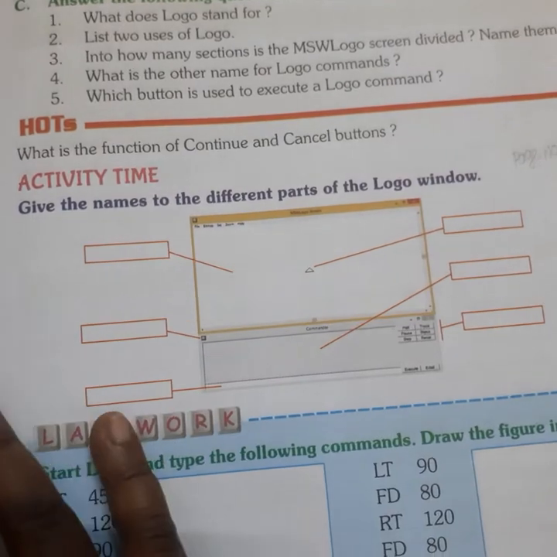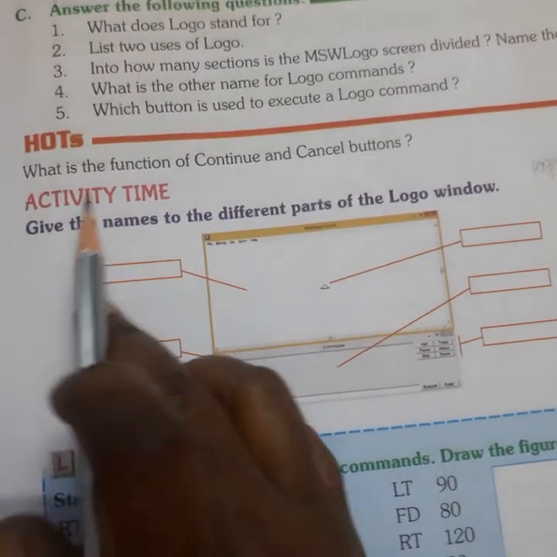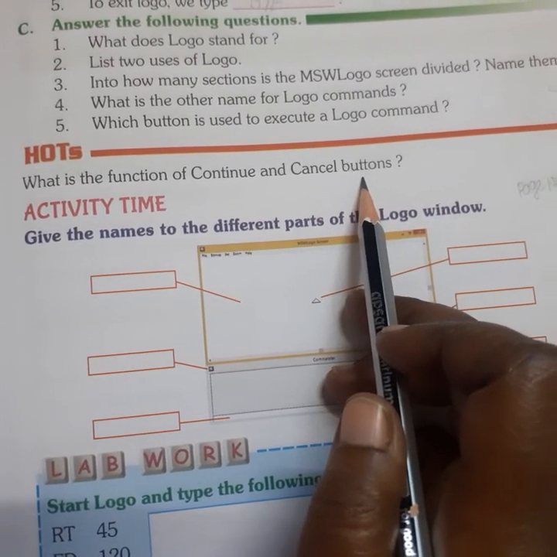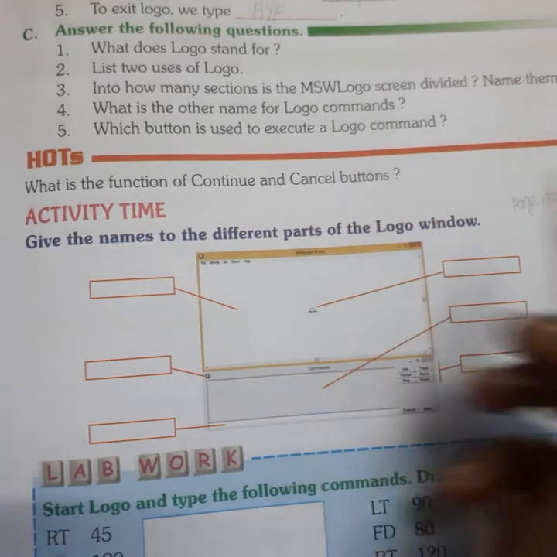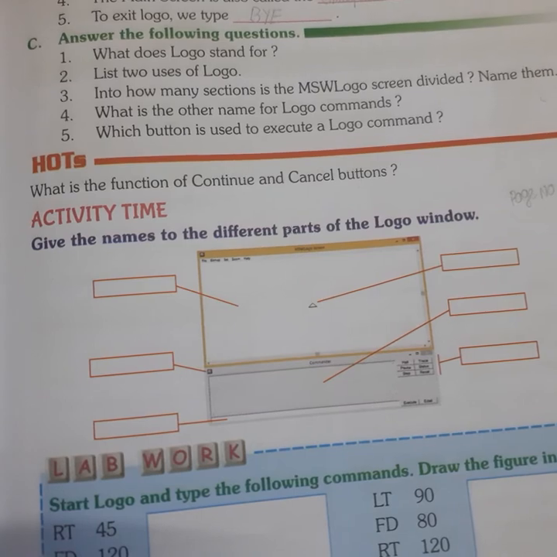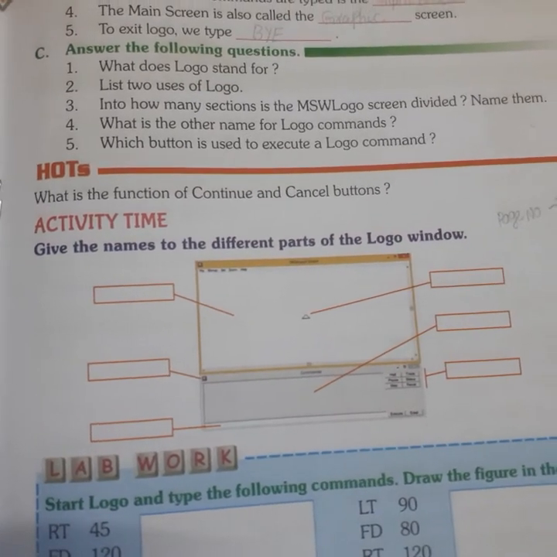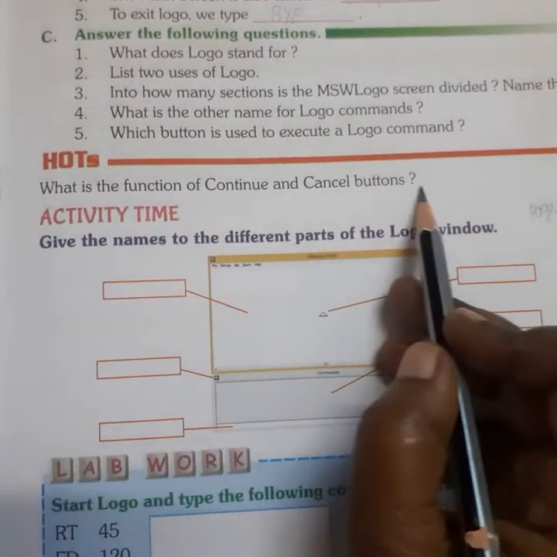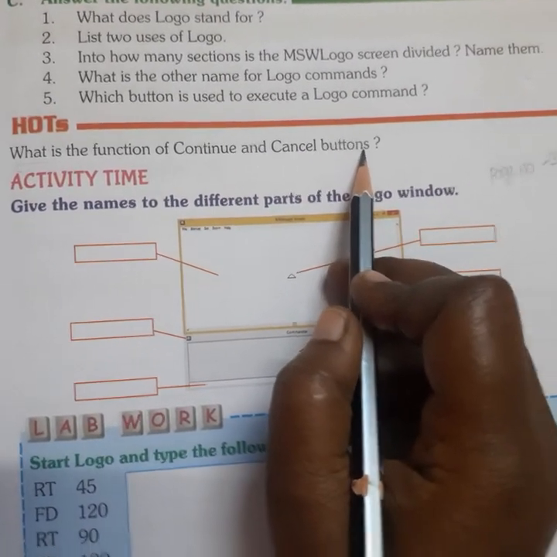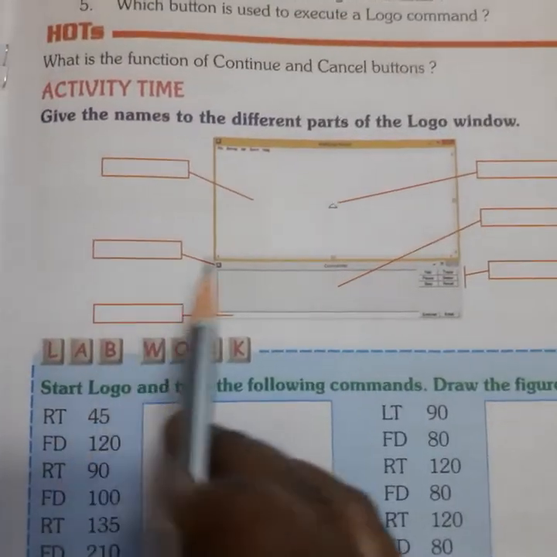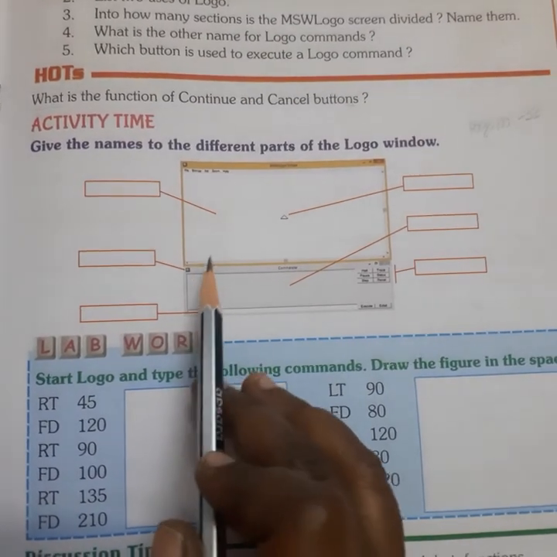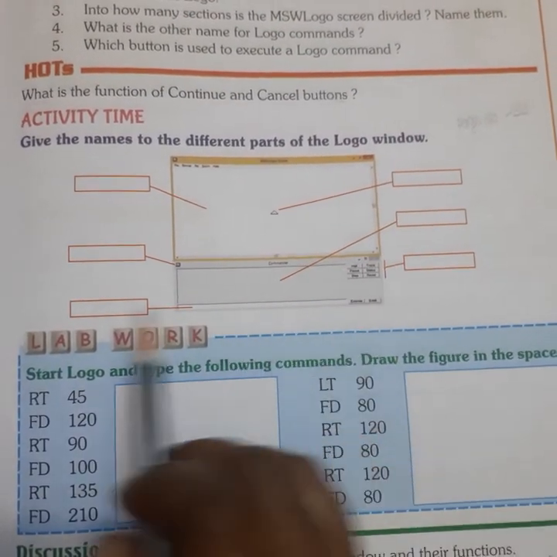Here it is given: what is the function of the continue and cancel buttons? This I will explain later, children. I have to show this on the computer, so I will say about this later. Next, see here, activity time is given. This activity time you do by yourself. Okay, I am not explaining here.